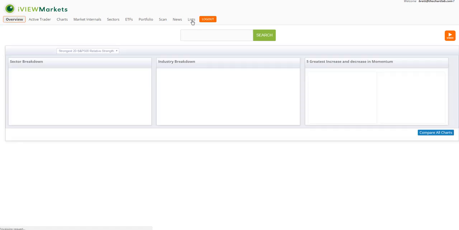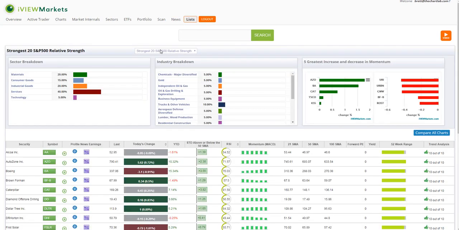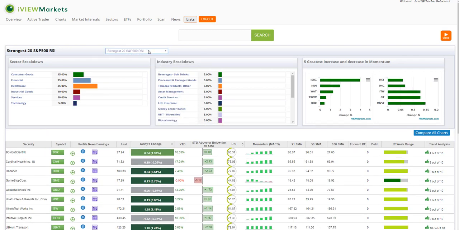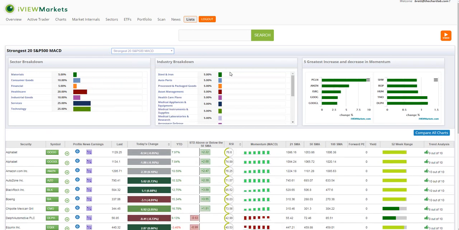Now let's go back to that list again. We were talking on the last page about the greatest increase in RSI. Now I want to take a look at a different momentum measure, and that's the MACD. Again, MACD is not good for longer term trend following. It's just good for helping to look at short term momentum. We can see PCLN, Amazon, again a lot of the similar names with the greatest increase in momentum here.